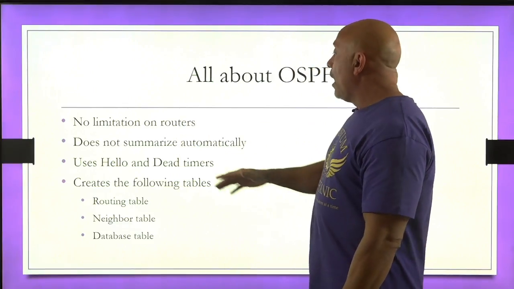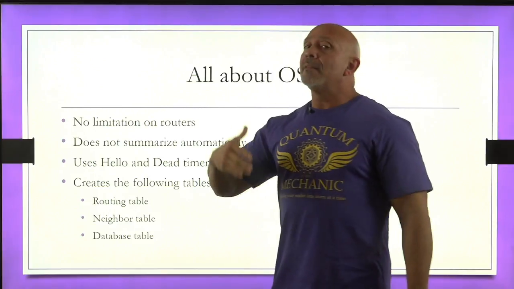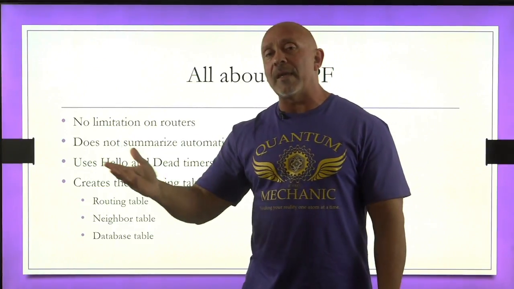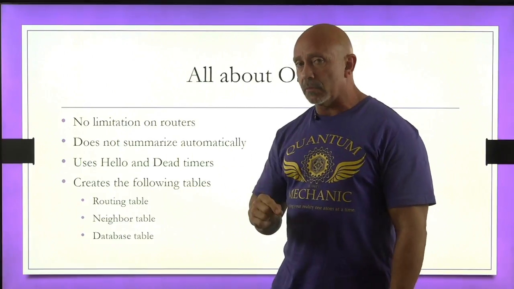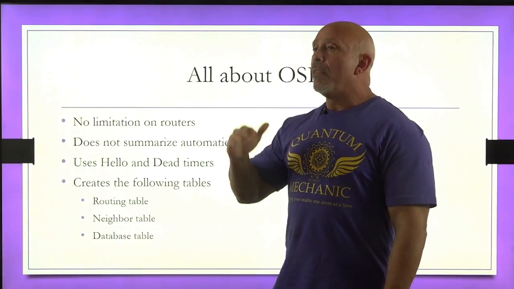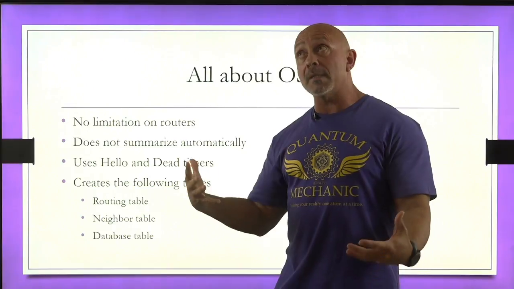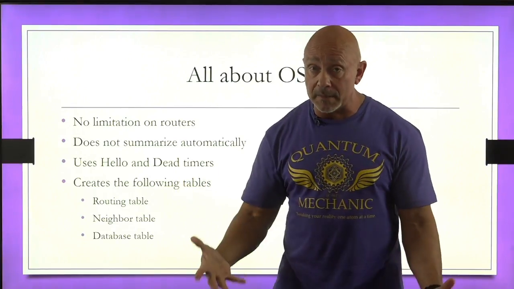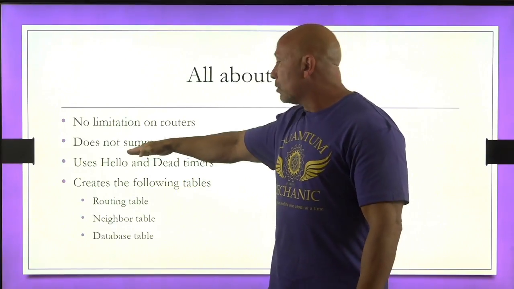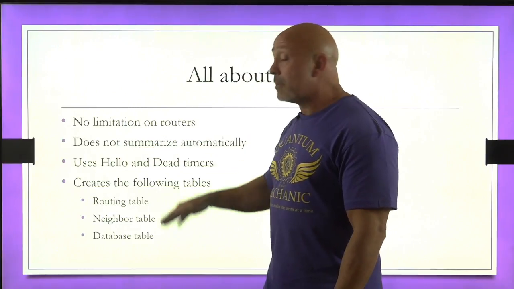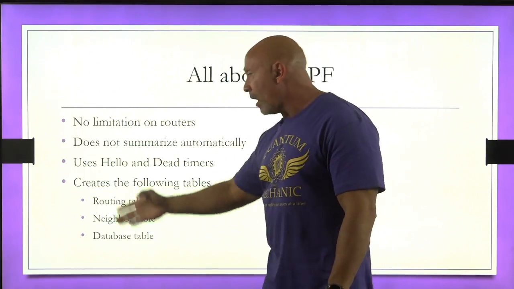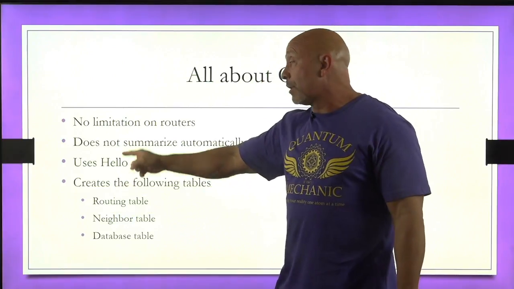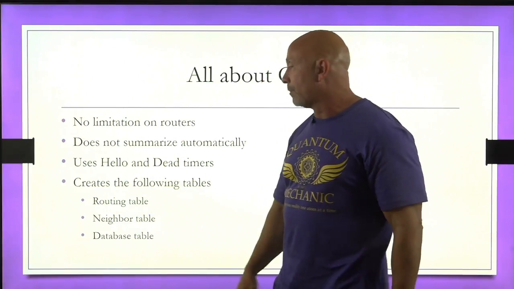Hello and dead timers. There you do a show ip ospf interface, and you'll take a look at those timers. They're there, hello and dead timers. You'll see them. They have to be the same. So it sounds like a question that you may see on the test. Hellos and deads on neighboring routers must be the same. In order to create a neighbor relationship, that has to be the same, or else it won't.